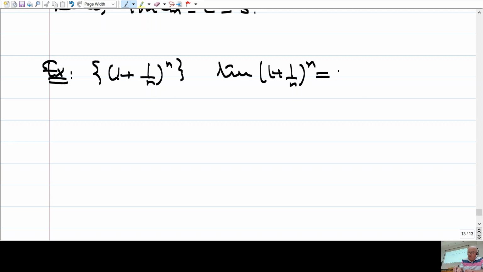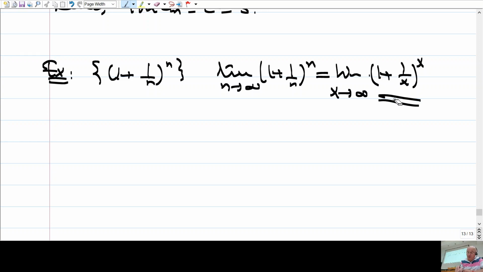We know the following. If you have this, not a sequence but the function (1 plus 1 over x) to the power x, and x goes to infinity, this is the same as this one. Here n takes only integer values, but here x takes any values. But we know that this function has a limit at infinity, and that limit is equal to e, right?